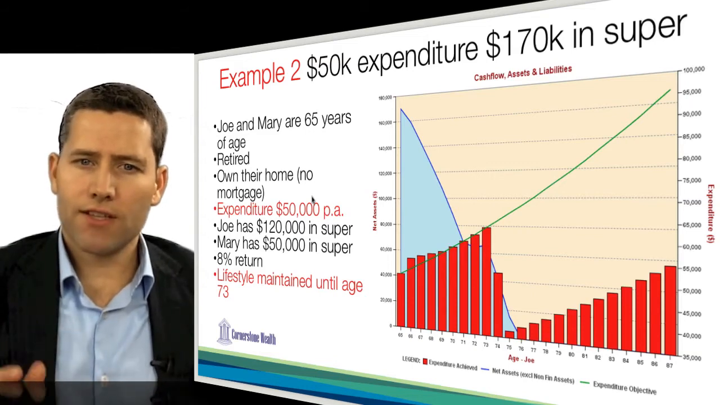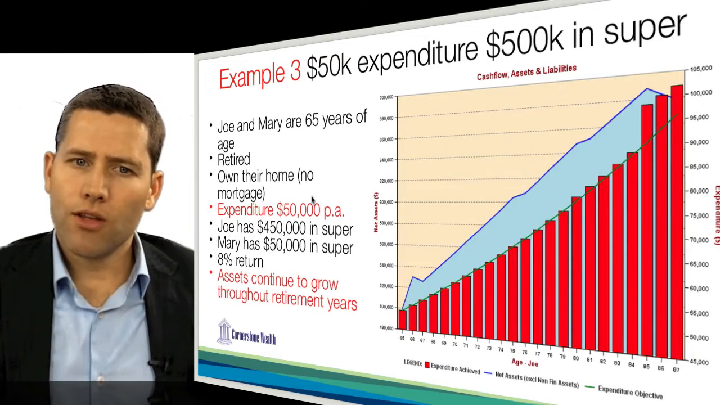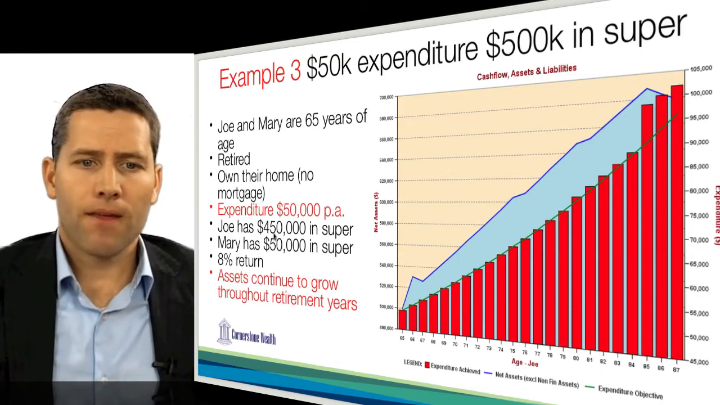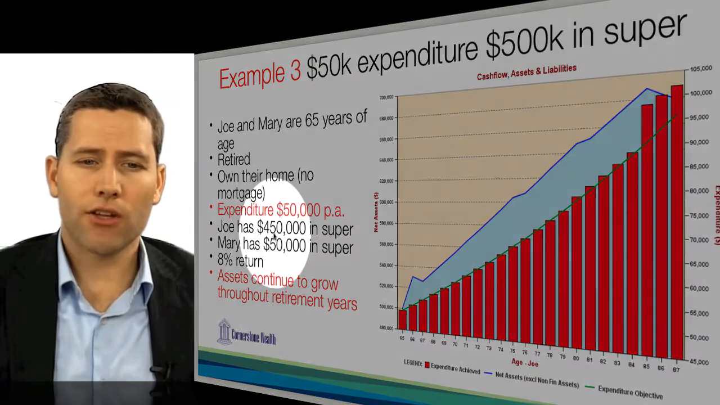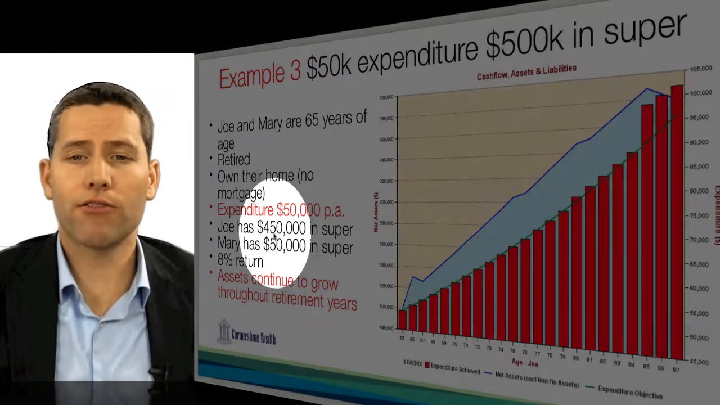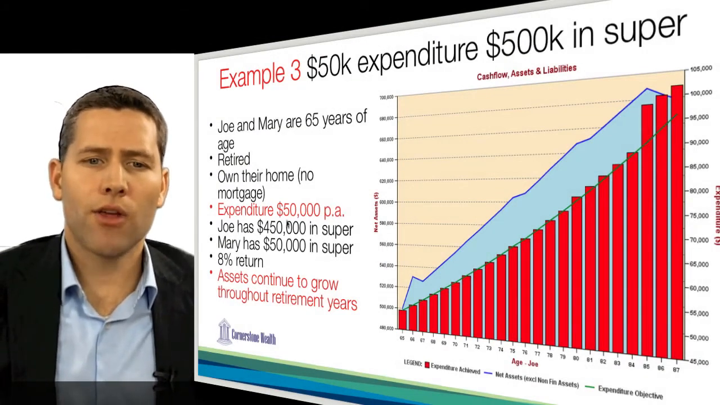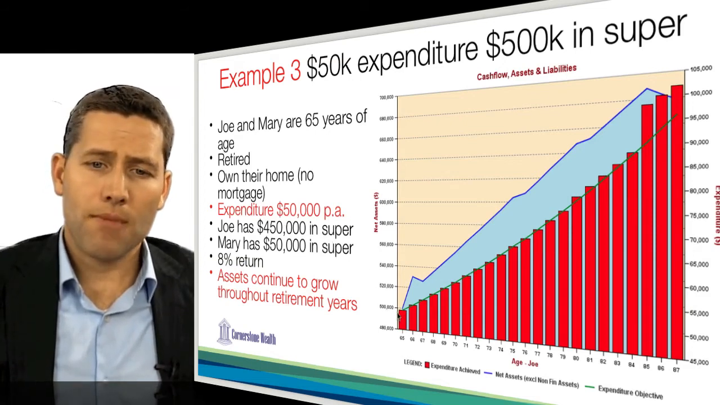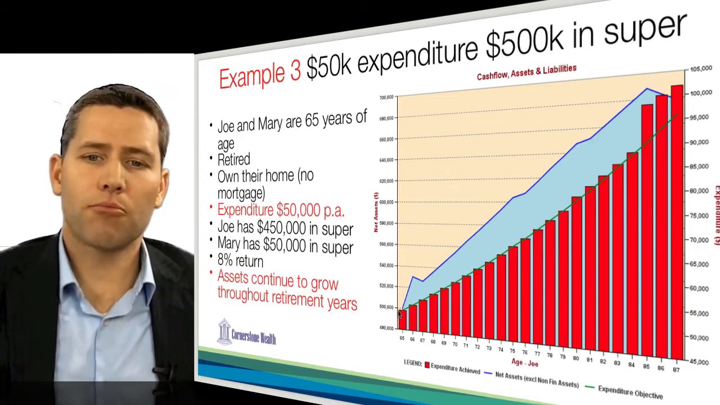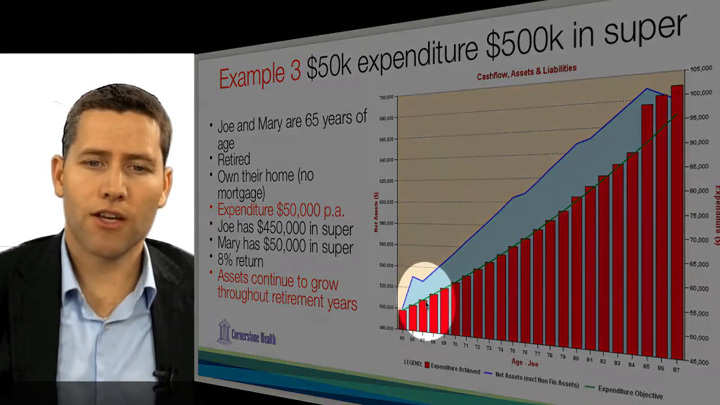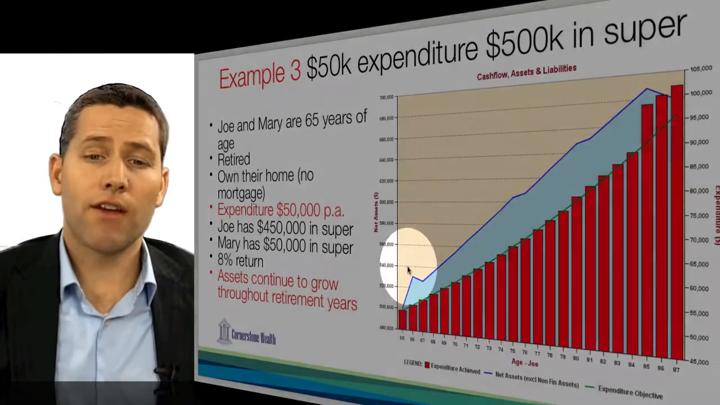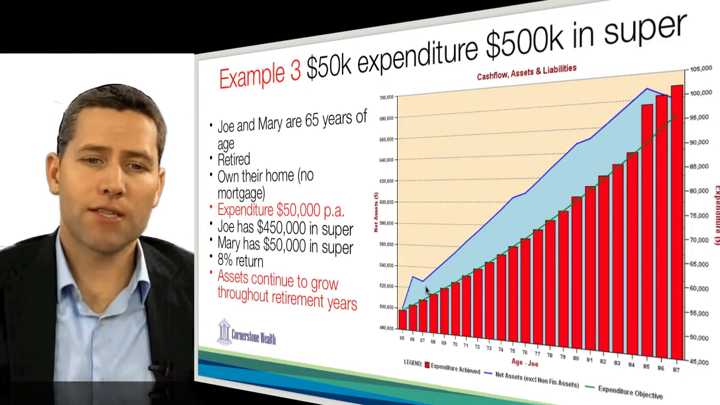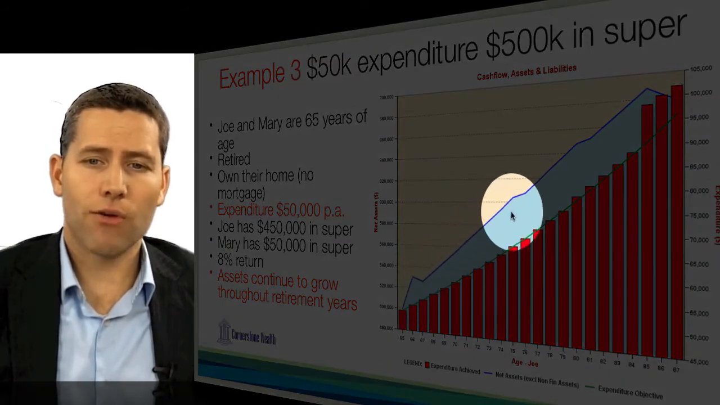And just to round off, we've got another scenario where rather than having $120,000 in super, this time Joe has $450,000, so a total balance with Mary's $50,000 of $500,000 in super. Now in this scenario, with an expenditure of $50,000, Joe and Mary are able to provide for their income requirements, so the green line is met by the red line. They're actually achieving their expenditure objectives, and with the growth in the investments, they're also able to see their assets grow in value as well.